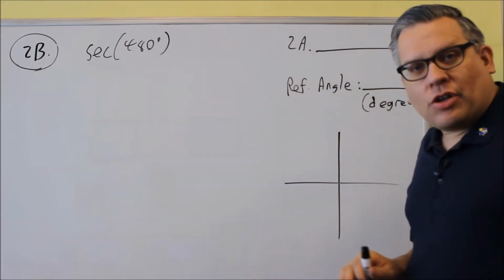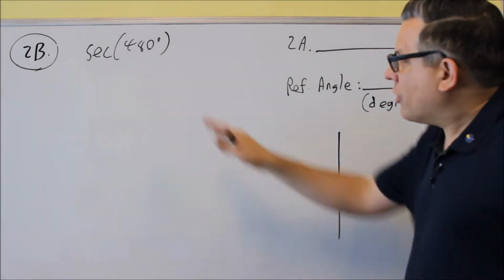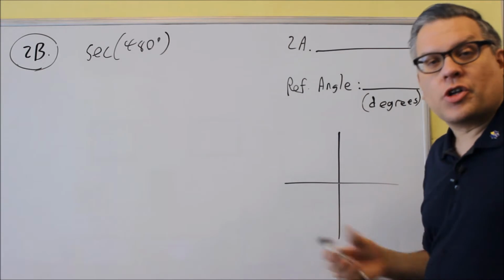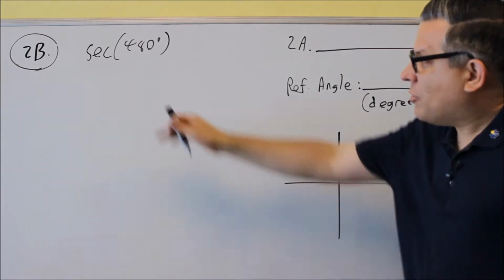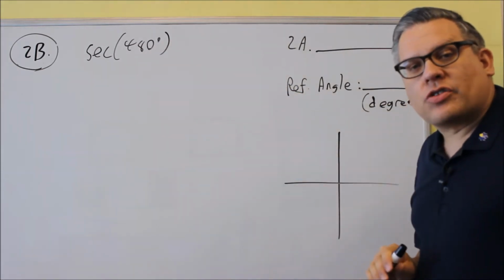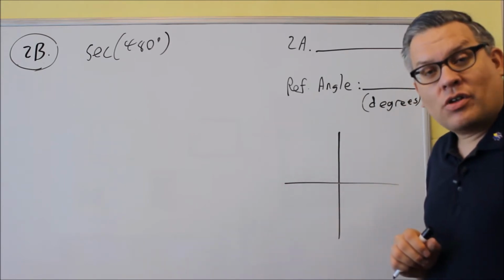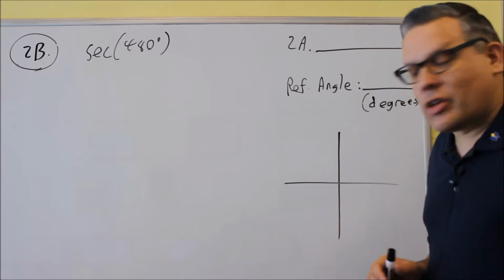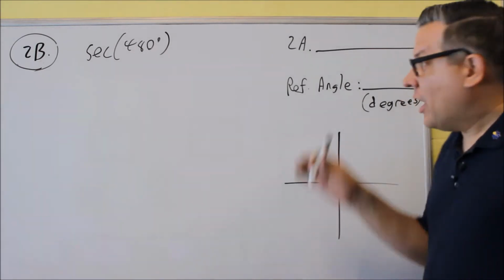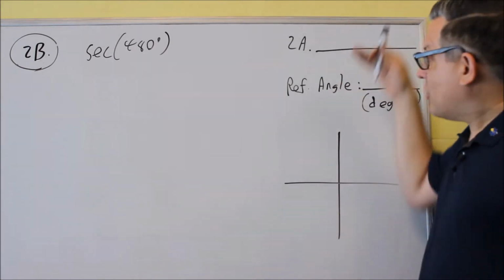Since it's already in degrees, we don't need to convert anything. It's going to be easy to work with in degrees, so we'll just keep it there. Anytime you have an angle that is more than 360 degrees, you want to keep subtracting 360 until you get an angle that is between 0 and 360, so that we can draw that correctly and then use that angle to answer these.